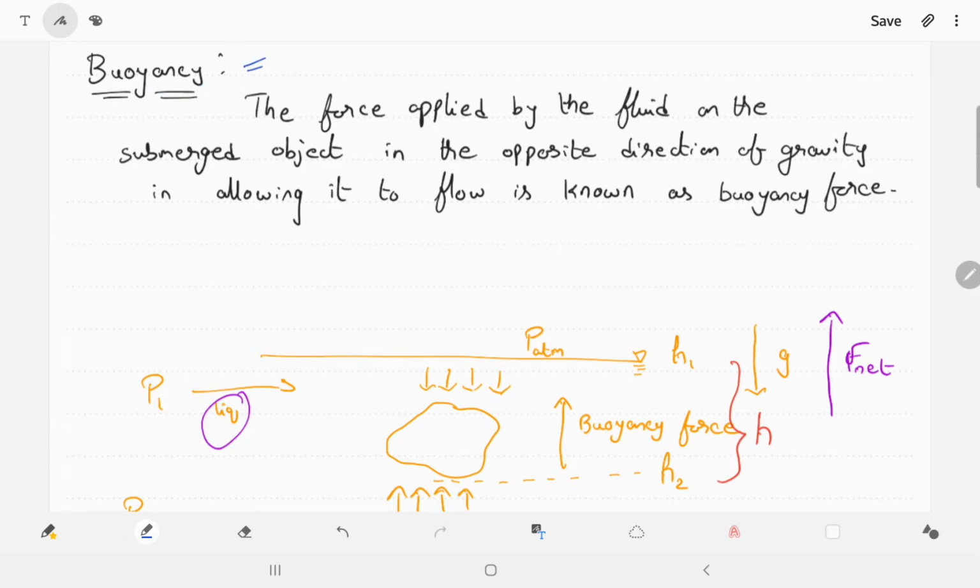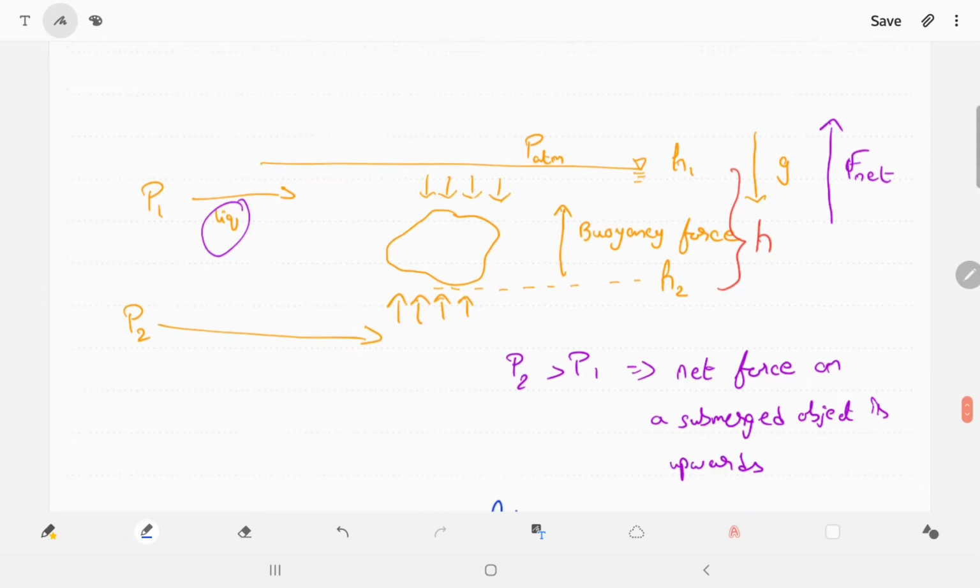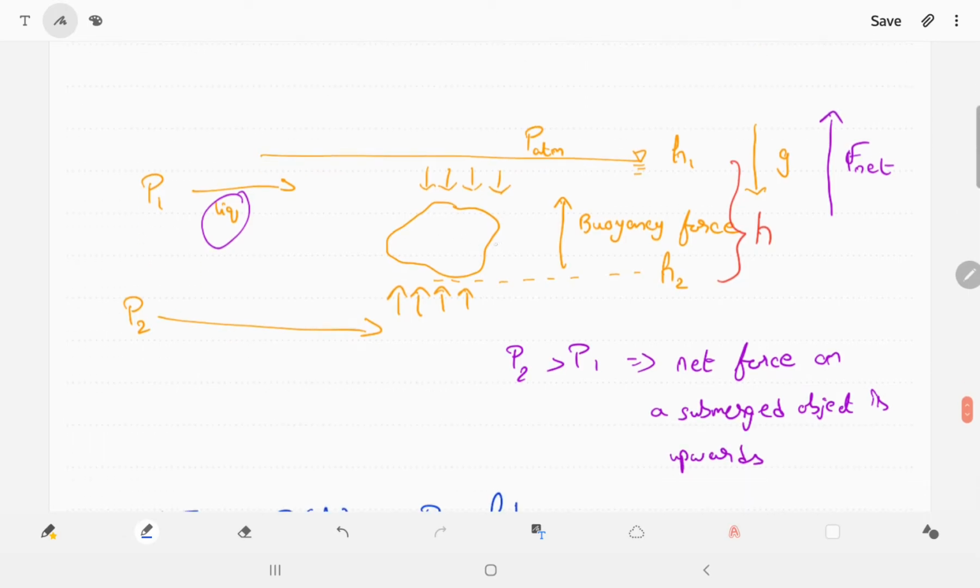What does the buoyancy force state? It states that the force applied by the fluid on the submerged object, in the opposite direction of gravity, allowing the object to float, is known as the buoyancy force. That means, consider an object which is submerged.